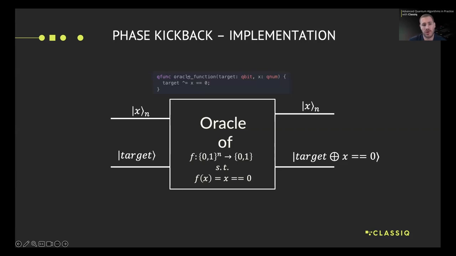So we create this oracle function. It has two values: it has target, and it has a quantum number. As we said, the quantum number is a quantum register. Here it's with n qubits, but it has some mathematical interpretation, so here we interpret it as integers. And what we have within the function, so this is how it implements the diagram, the scheme that we see here, is we're doing target XOR equals x equals 0. So this is exactly what we want to achieve here.